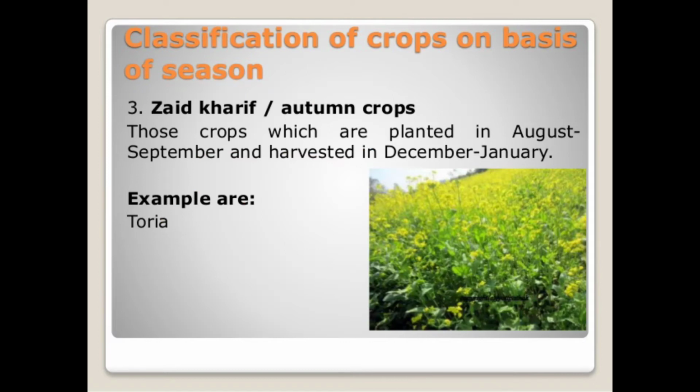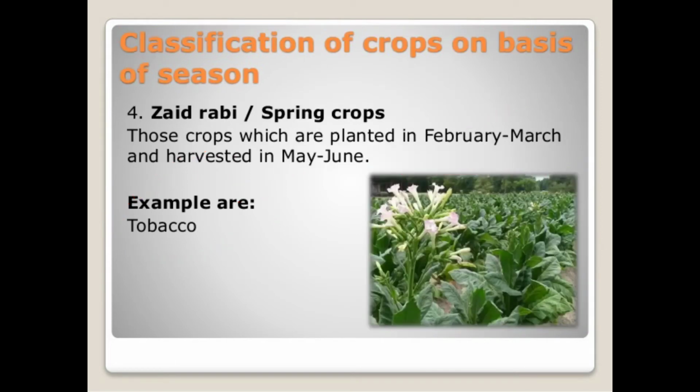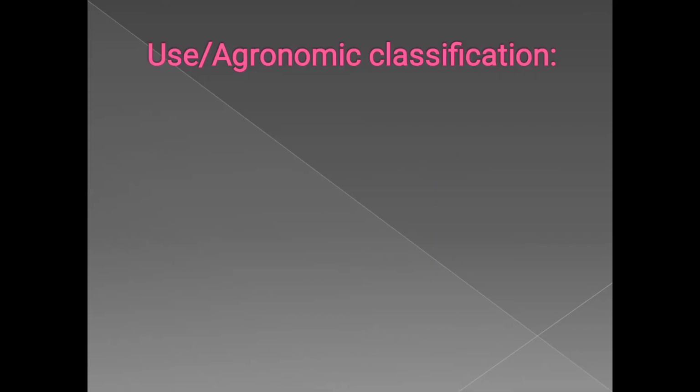Then the last one is the Zaid crop, a summer crop, meaning autumn crops. Those crops which are planted in August and September and harvested in December to January. An example of this crop is toria. This Zaid season, like Zaid rabi or spring crops, are those crops which are planted in February to March and harvested in May to June. An example is tobacco.